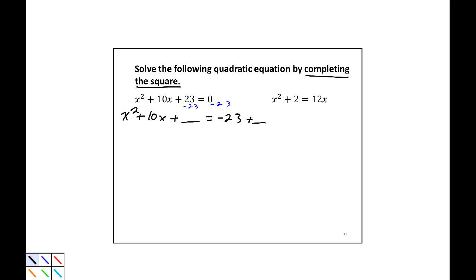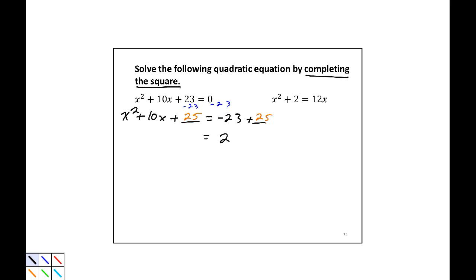Now, what would make that a perfect square trinomial? Well, we discussed in that last video that if you take that middle number and divide it by 2 and then square it, that'll work. So if you take 10 divided by 2, you get 5, and you square it, you get 25. So we are going to add 25 to both sides. So this equals 2.